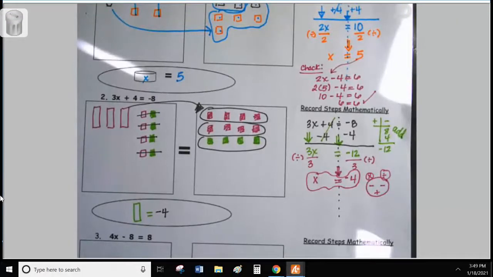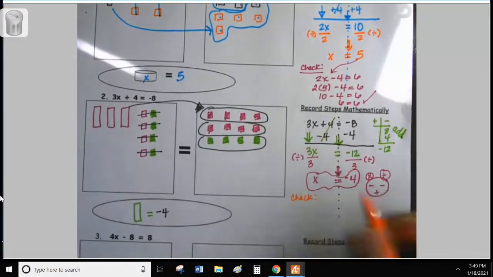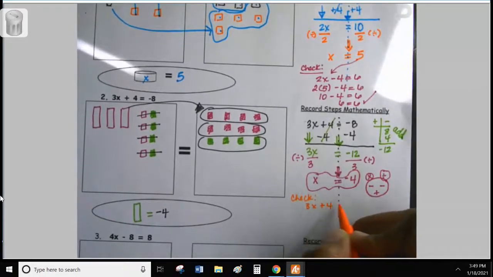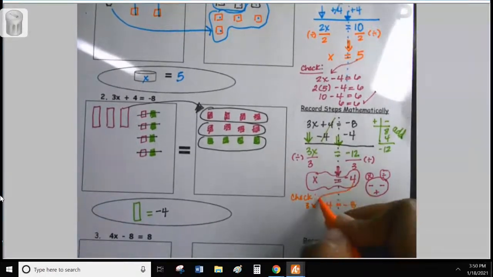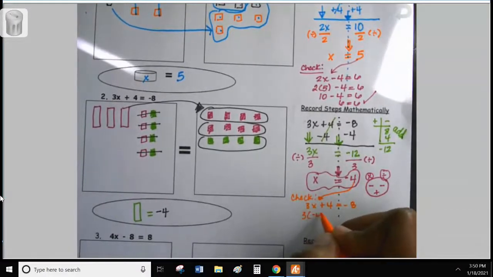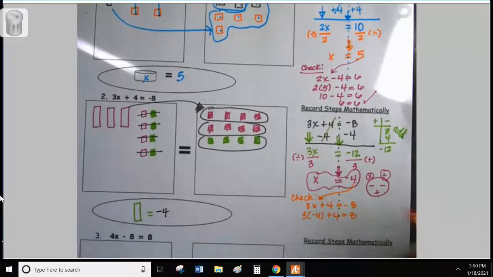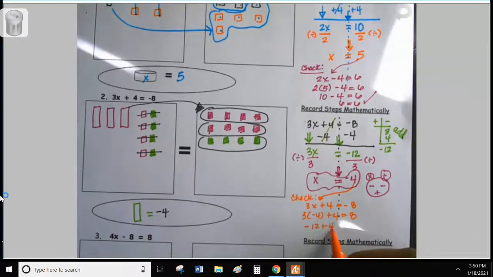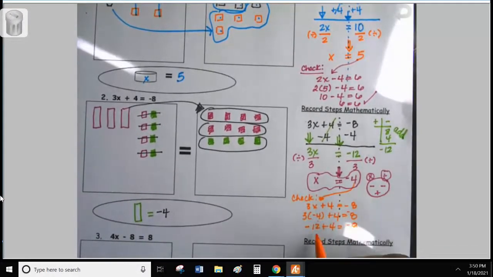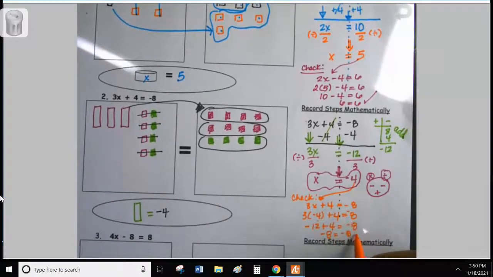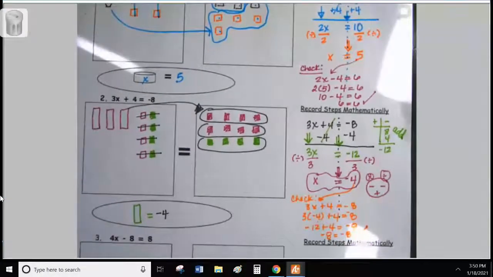And again, if you wanted to go back and check your answer like we did previously, we could do that. So let's do that just to make sure. We're going to check. Our problem was 3x plus 4 equals -8. Anywhere I see an x, I'm going to put a -4 in. So 3 times -4 plus 4 equals -8. 3 times 4 is 12, and it's negative, so that's -12 plus 4 equals -8. And I know that 12 minus 4 is 8, and because 12 is larger, that's going to be a -8. So are these equal? Yes, they are equivalent.